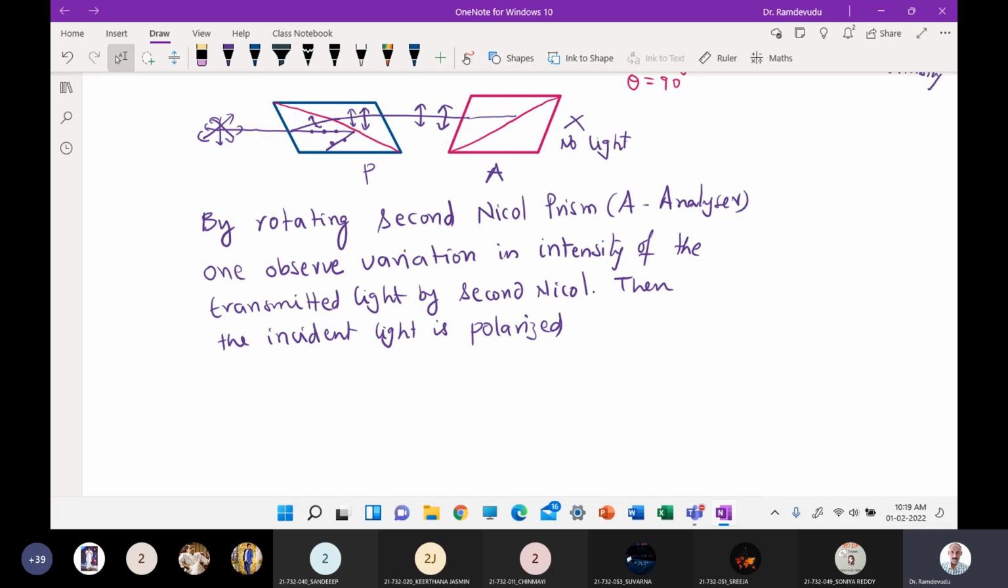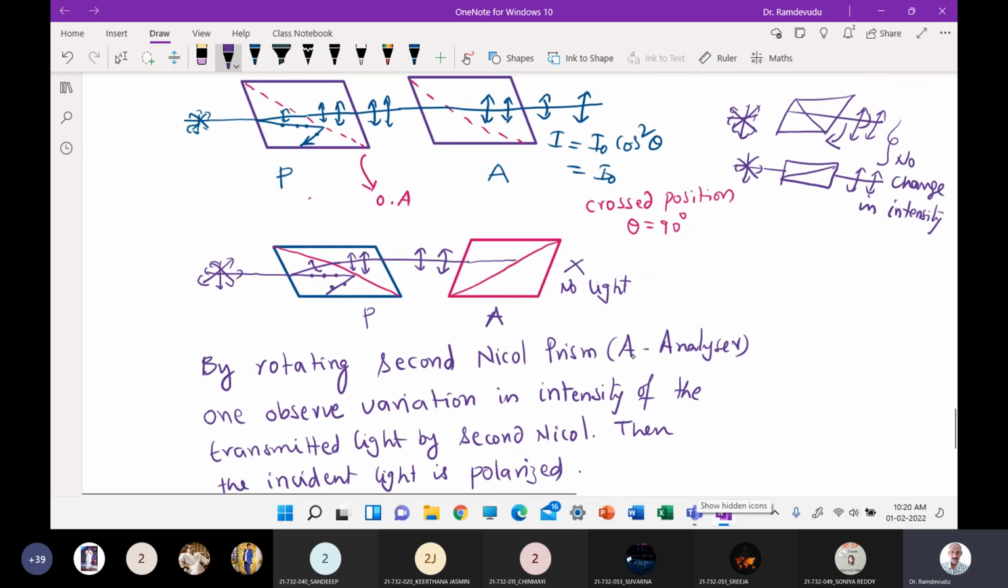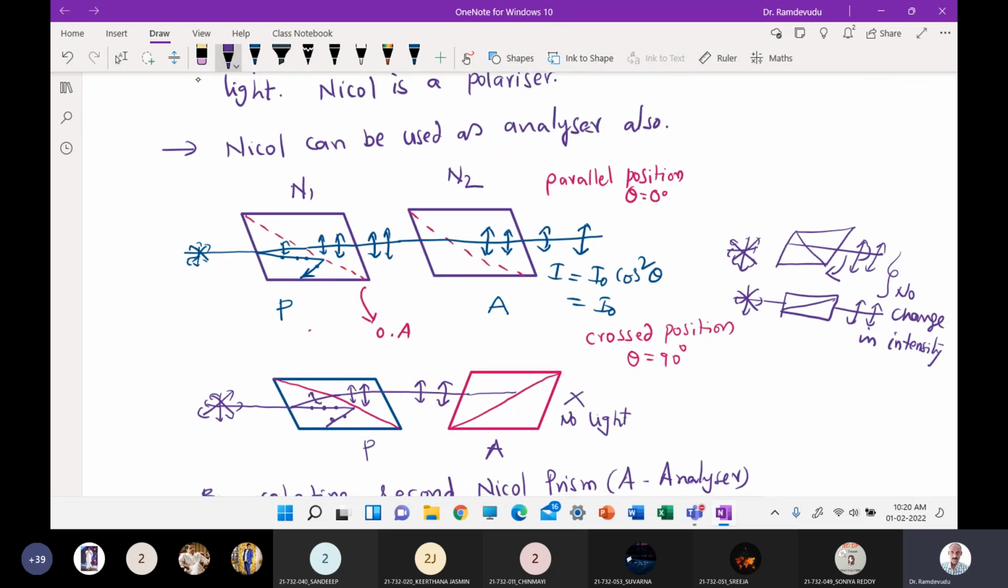Even though you are rotating, if you don't observe any change or variation in the light intensity transmitted by the analyzer, then we have confirmation that the incident light is unpolarized, because unpolarized light has light vectors in all possible directions. Whatever direction you turn the analyzer, you have at least one light vector vibrating in the direction of the optic axis of the second Nicol. Hence, we'll get light out of it. Therefore, you can describe the action of the Nicol prism as a polarizer and analyzer.